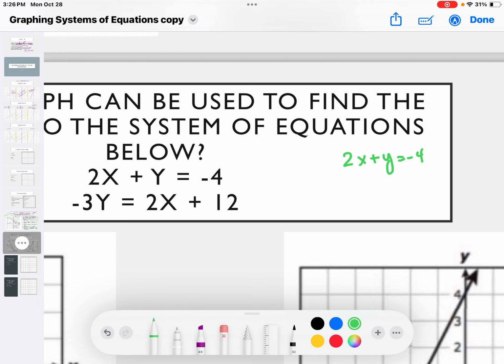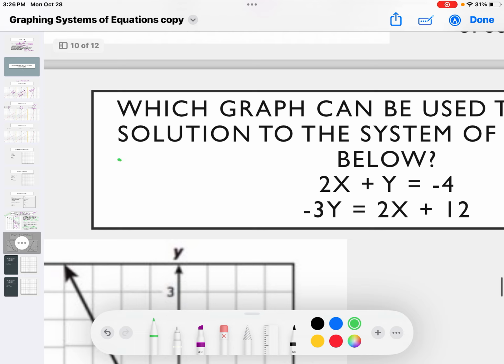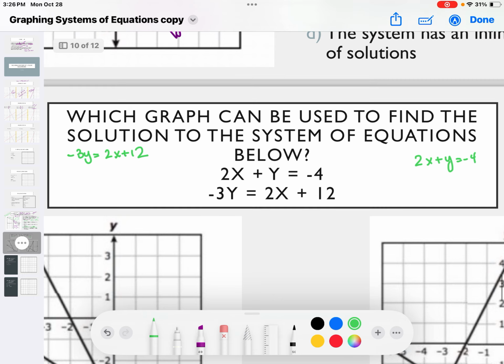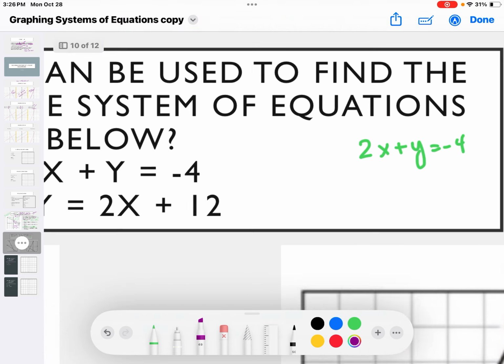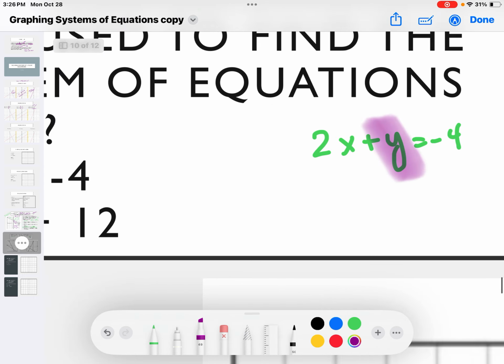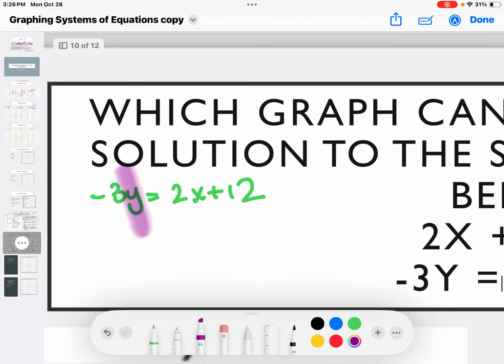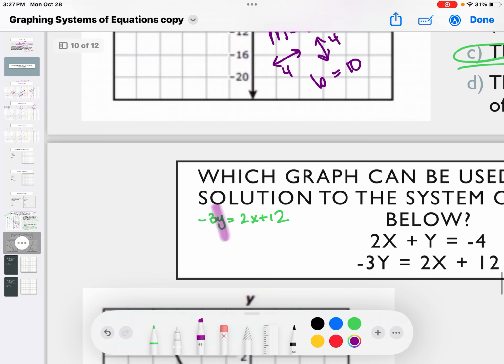Pause the video, change it to y equals mx plus b. Same thing with the other one. And if we're still at the point where we're like, how do I change it to y equals mx plus b? You've got to understand what I'm saying: we're trying to isolate the y. Okay, so hopefully you paused that video.